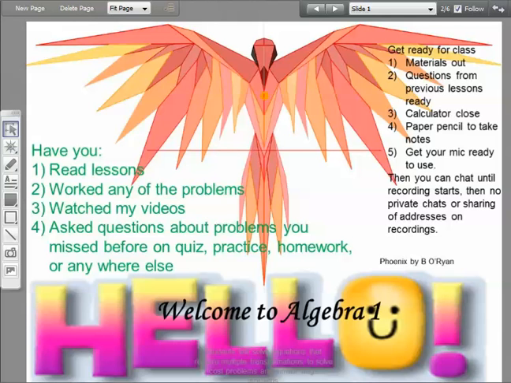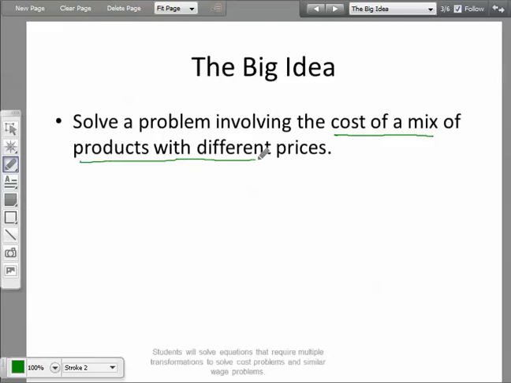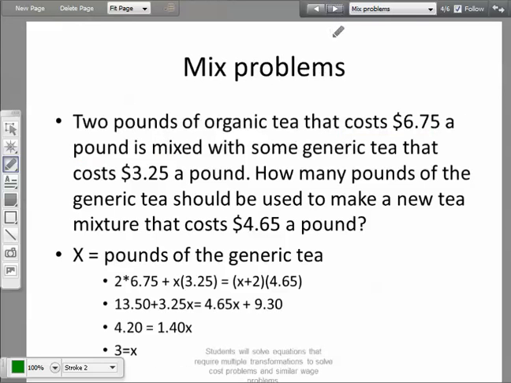You'll be taking the unit test here pretty quickly, but we're in Unit 4 of Algebra 1, and this lesson deals with solving a very specific type of problem called a cost problem. Now, we've looked at cost problems before, but a lot of cost problems involve the mix of different products together with different prices, and you use that as the problem.